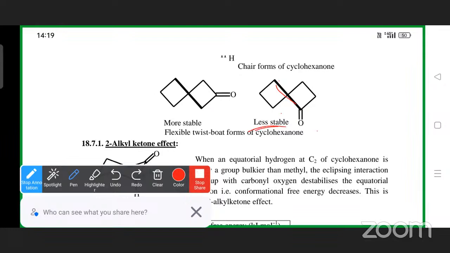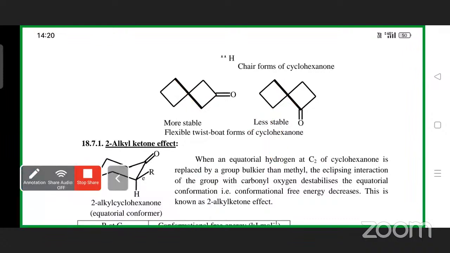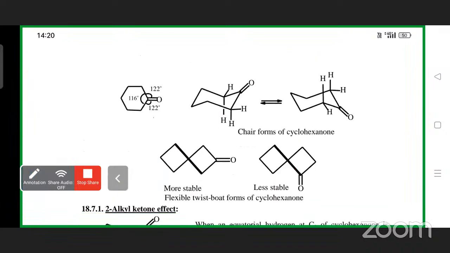But here you see this is away. This bond is above the plane, and this CO group is away here, but here you see some hydrogens are there. That's why it faces some steric repulsion. So this is a less stable conformation, and this is a more stable conformation here.